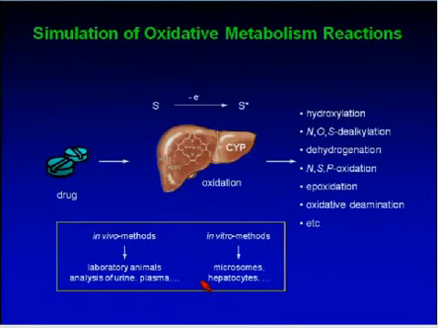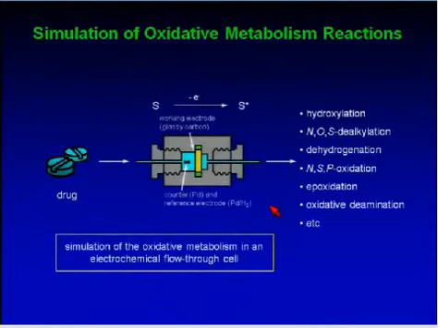We would like to replace now the liver cell microsomes by an electrochemical cell to simulate the oxidative metabolism of the compounds we are looking at. And in the electrochemical cell, due to our experience, you can simulate the majority of these reactions listed over here. What you cannot do is, for example, the epoxidation. What works very nicely are hydroxylation reactions and dealkylations, especially at the nitrogen, and also dehydrogenation reactions. I will show you some examples for that in the near future.